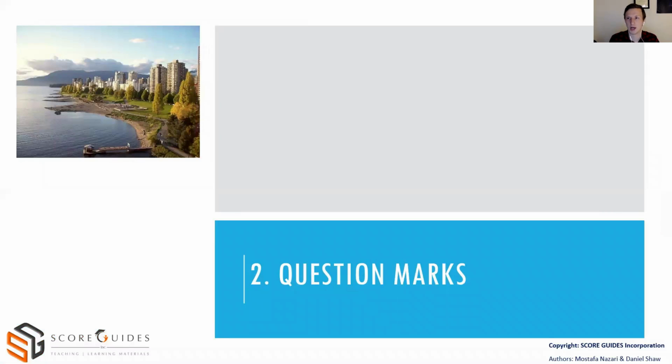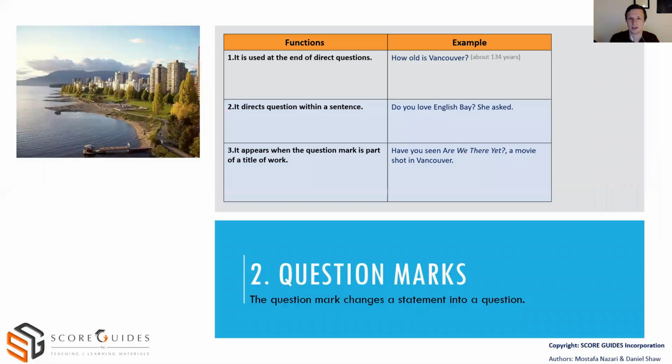Next, we're going to take a look at question marks. Very simply, the question mark changes a statement into a question. So a statement, a sentence, into a question. Let's have a look at some functions and examples. First of all, it is used at the end of direct questions. So the example, how old is Vancouver? Question mark. About 134 years is the answer.